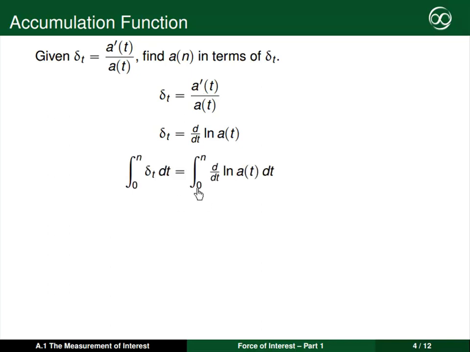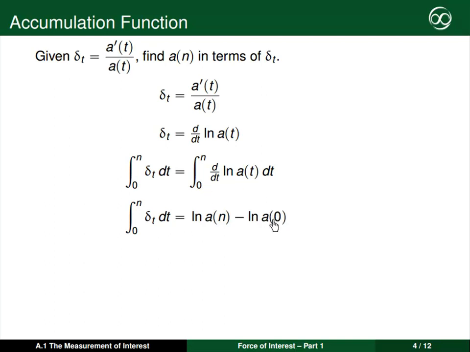So I just integrated both sides from 0 to n, and I chose 0 to n because I'm trying to write down a of n. And now on the right-hand side, I get to apply the fundamental theorem of calculus, at least if I remember correctly, that's what it's called. The basic idea is that if I take the integral of a derivative, I just evaluate that at the bounds. So that would be the natural log of a of n, minus, at the other bound, the natural log of a of 0.